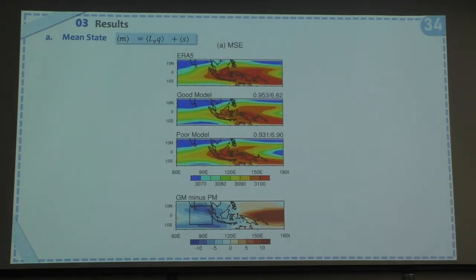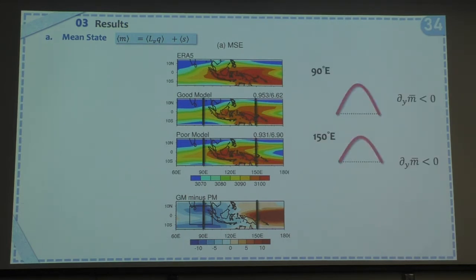This pattern shows us the MSE in observation, the composite in the good model, the poor model, and the good model minus the poor model. We focus on the horizontal gradient. First is the meridional gradient. At 90° east and 115° east, the observation and the good model show more MSE in the tropics and a decrease toward higher latitude. So the meridional gradient is negative.